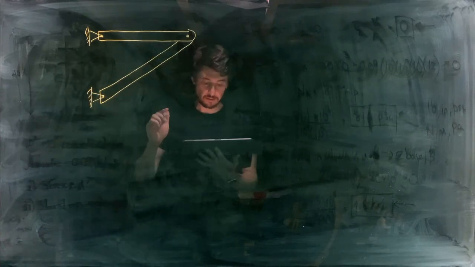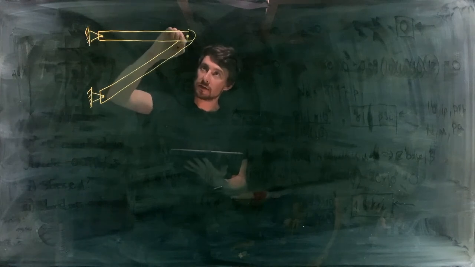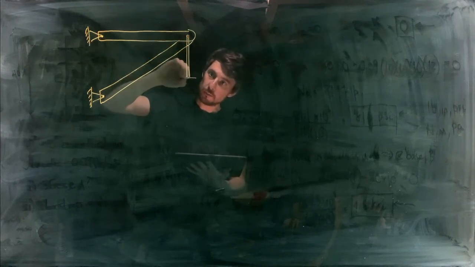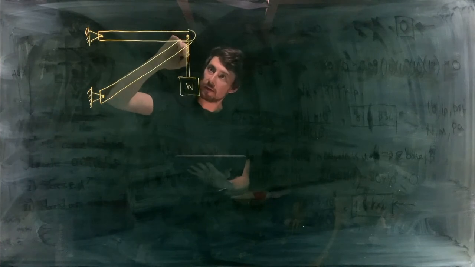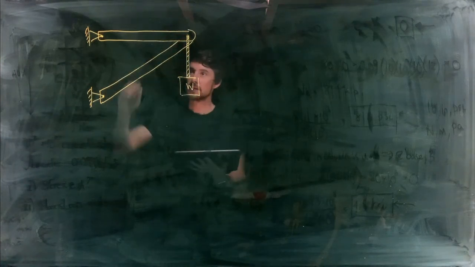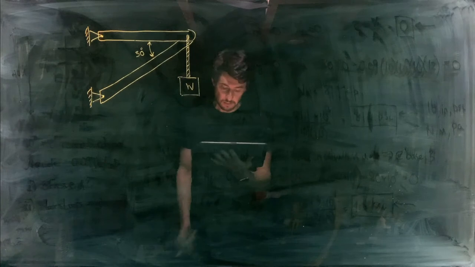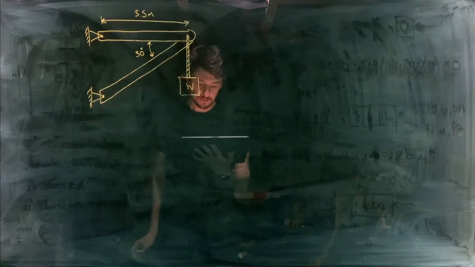So this is a metal hanger here, pinned over on the left, and we've got here a rope or a cable and some sort of weight W hanging from it. There we go, very nice. This angle in here is 30 degrees, and from this pin to where the mass is hanging, we've got 3.5 meters.